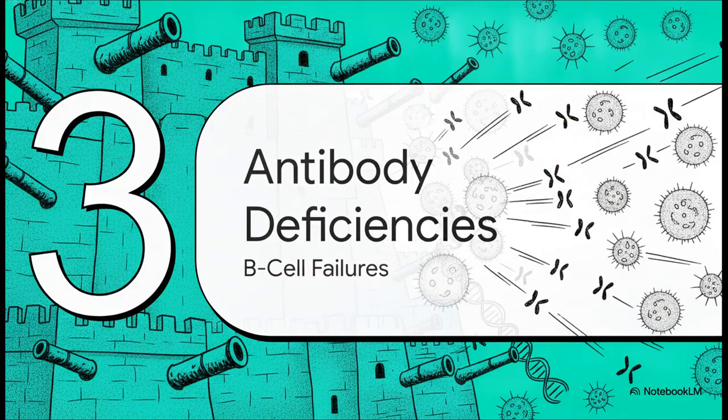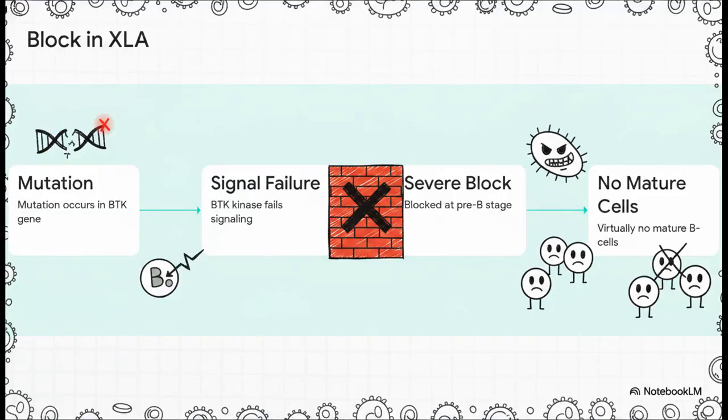Right, let's jump into Section 3, the antibody deficiencies. Time to talk about the heavy artillery of our fortress defense, the B cells. Let's trace a very specific manufacturing defect: X-linked agammaglobulinemia, or XLA. It all starts with one single mutation in the BTK gene, Bruton's tyrosine kinase, located on the X chromosome. Because this kinase is broken, the developing B cell can't send the signal to keep maturing.